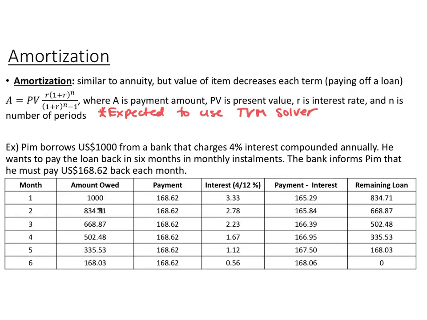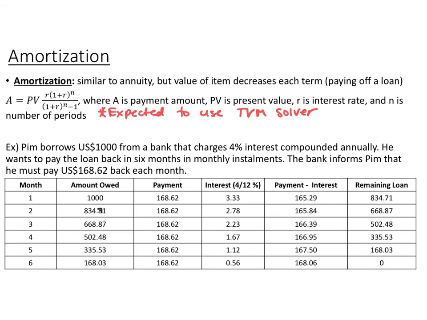The last part of a financial math section is amortization. Amortization is similar to annuity, but the value of the item is decreasing each term, like paying off a loan. So the interest is something you owe, but the amount of money you owe is decreasing. So this is the formula for it. The payment A is equal to the present value, R is your interest rate, N is the number of time periods. But you're not expected to know that, you're expected to use your TVM solver.